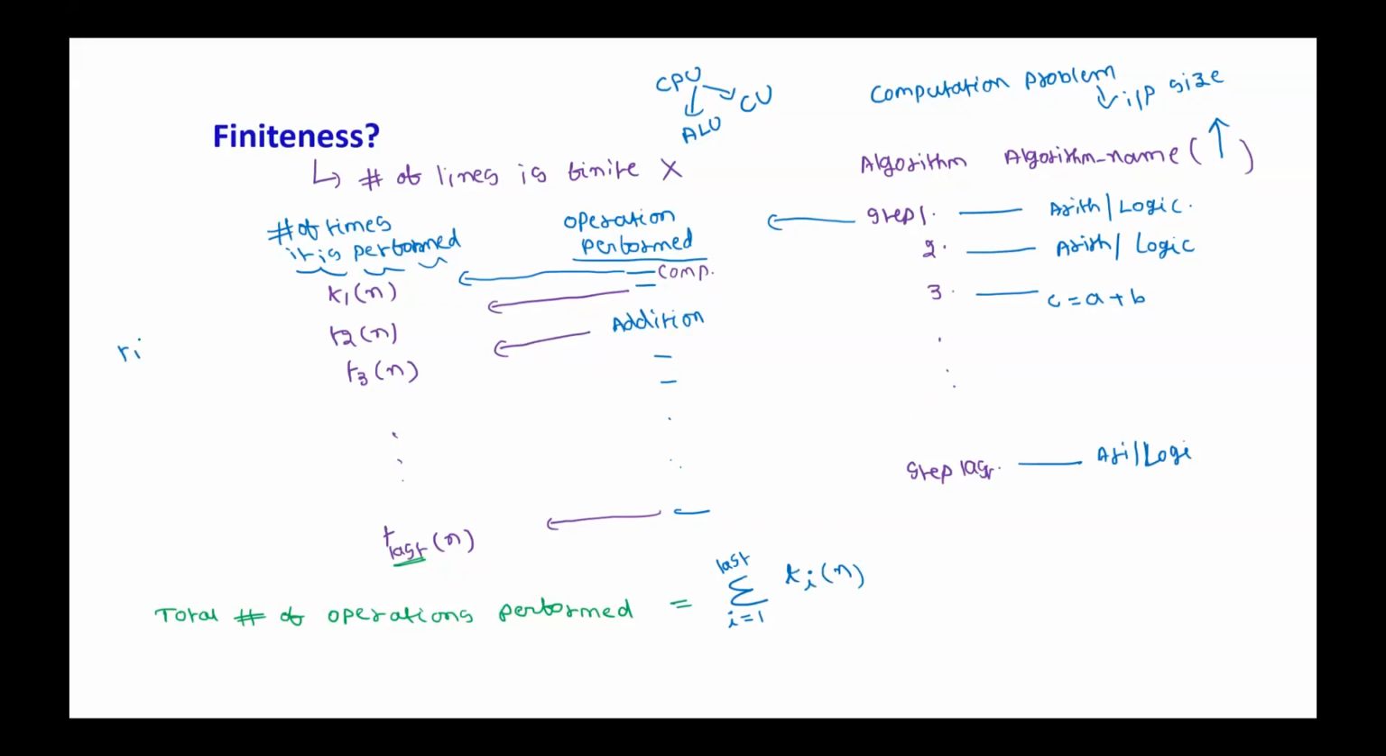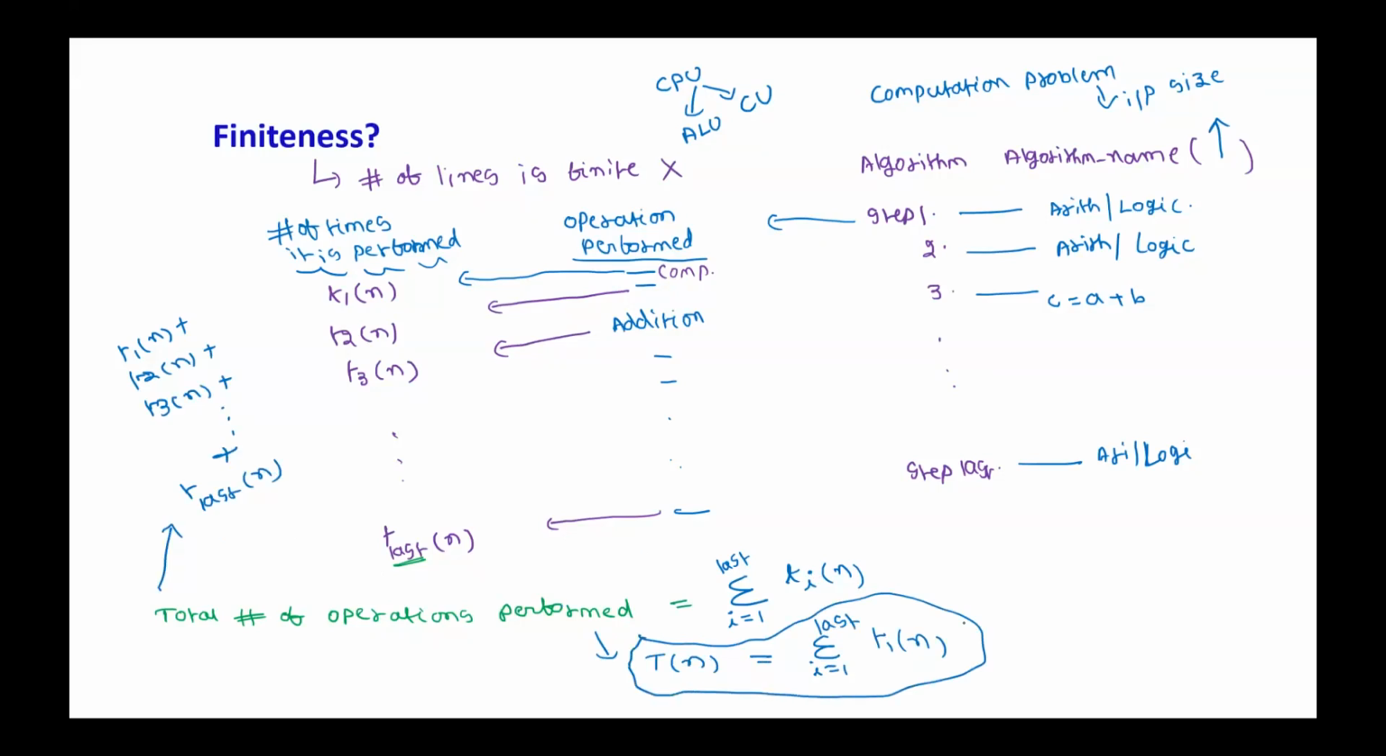This is T1 of n plus T2 of n plus T3 of n, and so on, plus T last of n. This T last of n is the total number of operations performed. In simple terms, I can write it as T of n, where n is input size. So T of n is the total number of operations performed in our algorithm when n is input size.